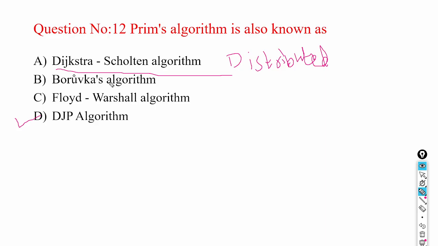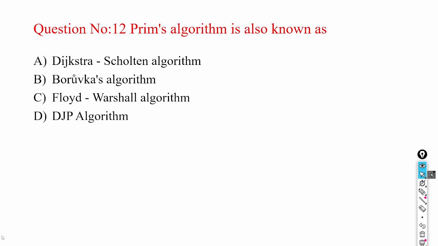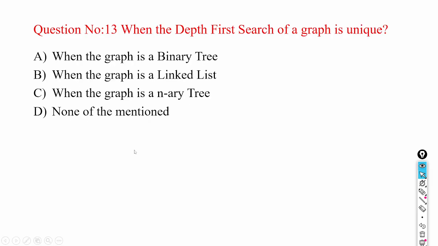Boruvka's is a separate minimum spanning tree algorithm. And Floyd Warshall is for shortest paths. Just now we discussed all the shortest path algorithms; the shortest path algorithm is Floyd Warshall. So what is the correct answer? Prim's algorithm is also known as DJP algorithm. It is referred to that way in some books.